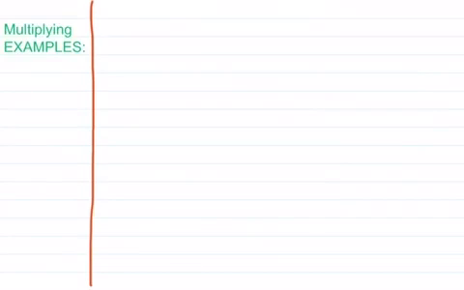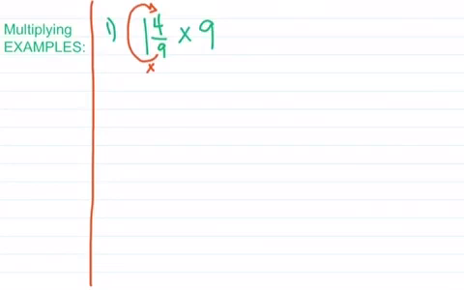Okay, so multiplying examples. Our first example is going to be 1 and 4/9 times the whole number 9. Well, the first rule of multiplying is that you must have no whole numbers. So I'm going to go ahead and change the first fraction here to an improper fraction by multiplying the denominator times the whole number. So 9 times 1 is 9, and then I'm going to add the numerator. So I had 9 plus 4 is 13 over 9.